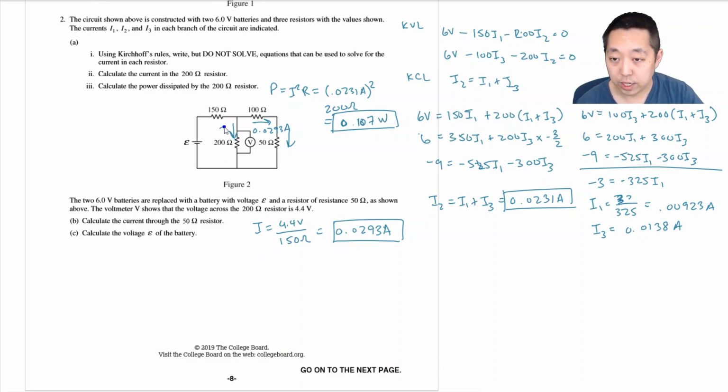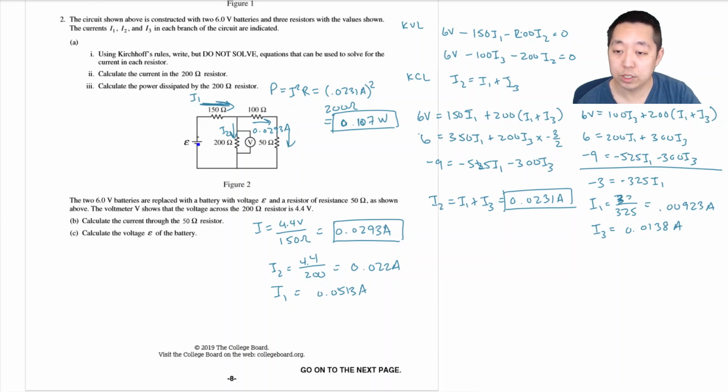So we'll call this I2. So I2 is 4.4 divided by 200. Not to be confused with the I2 in the previous problem, or the previous setup. So that's 0.022 amps. And so now the current through here would have to be the sum of these two currents. We'll call it I1. So I1 would have to equal the sum of these two. I get 0.0513 amps.